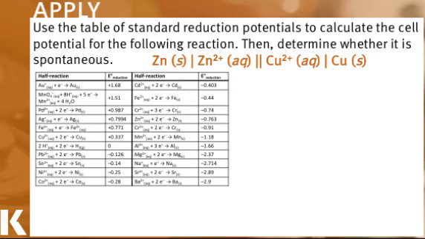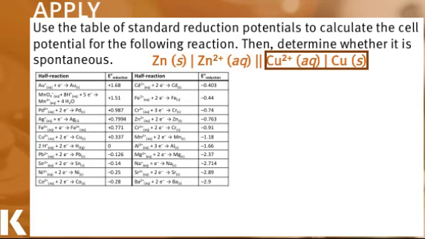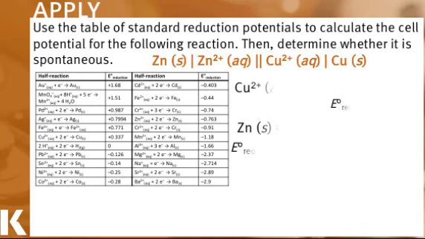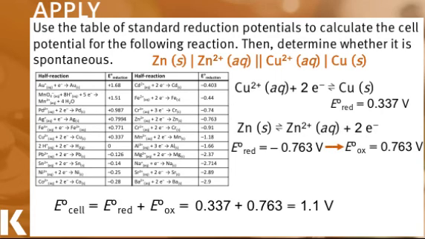The third example presents the reaction written in shorthand notation for an electrochemical cell. Within this notation, the left represents the anode and the right represents the cathode. Since oxidation occurs at the anode, think "an ox," zinc is being oxidized. Similarly, since reduction occurs at the cathode, think "red cat," copper is being reduced. After finding the reduction potentials, we again flip the sign for zinc's reduction potential to get the oxidation potential, and add them together to get a cell potential of 1.1 volts. Since it is positive, this reaction is spontaneous.